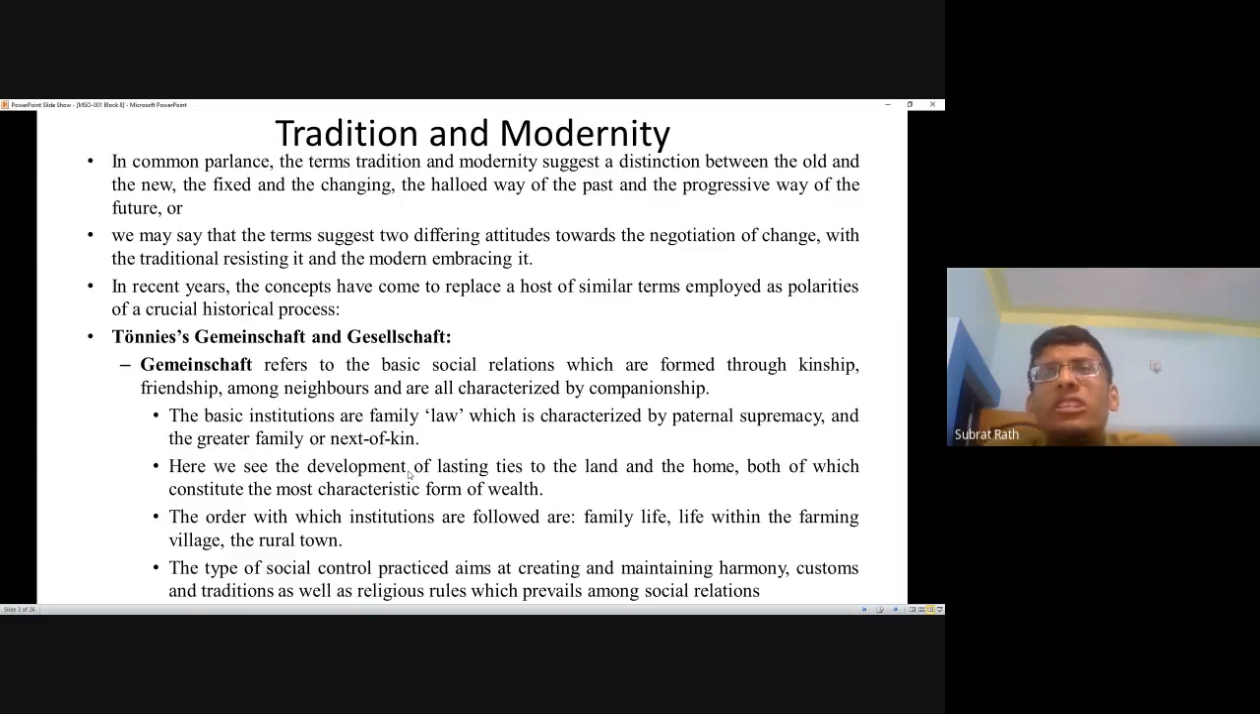So the type of social control practiced in these communities aims at creating and maintaining harmony, customs, traditions, as well as religious rules which prevail among the social relations. That means we are very much guided and coerced by the society where we live. We have to follow societal norms. We have to follow societal rules, all those things. So when Tönnies talks about Gemeinschaft, he is talking about the village community or community per se.